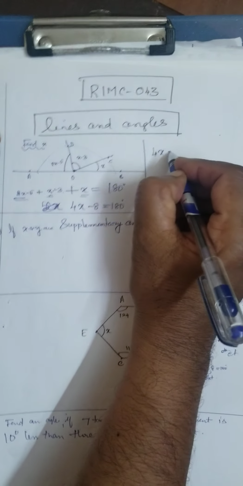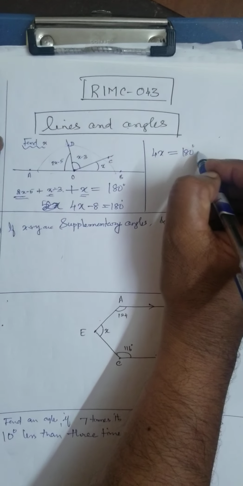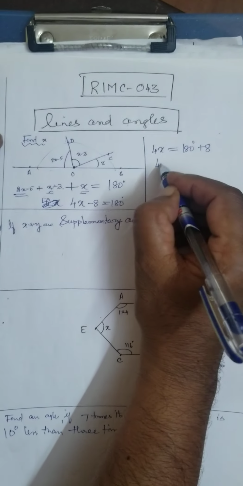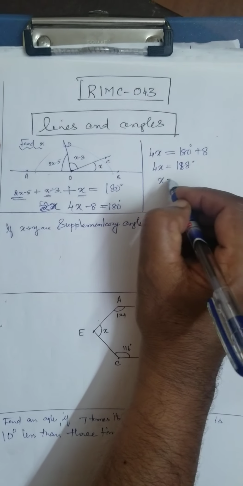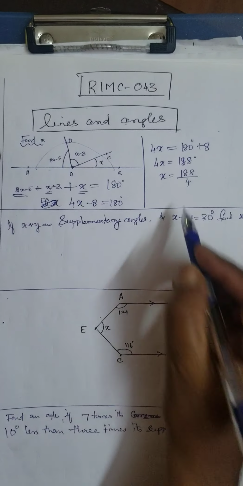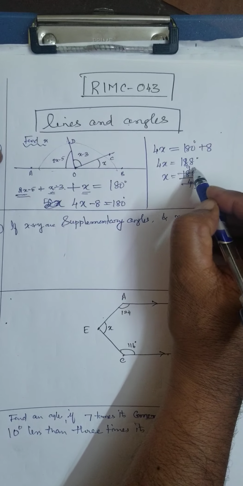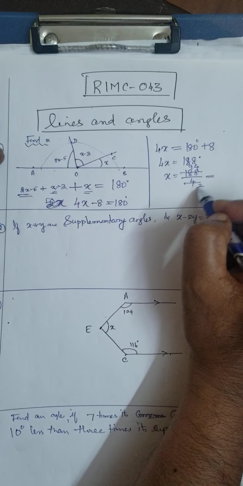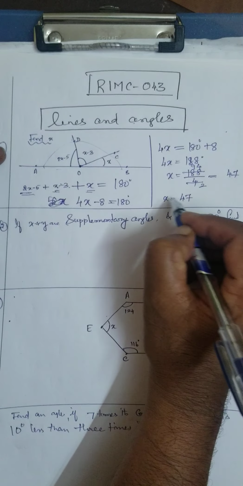Therefore 4x is equal to 180 degrees plus 8, so 4x is equal to 188 degrees. Therefore 188 divided by 4, 2 times 94, that is equal to 47. So x equals 47.